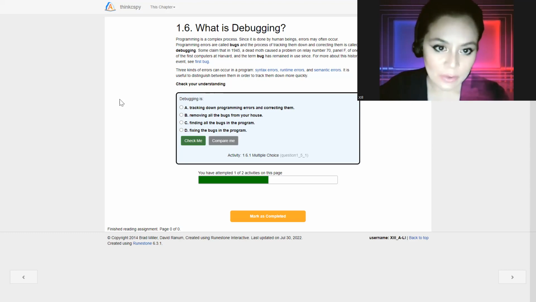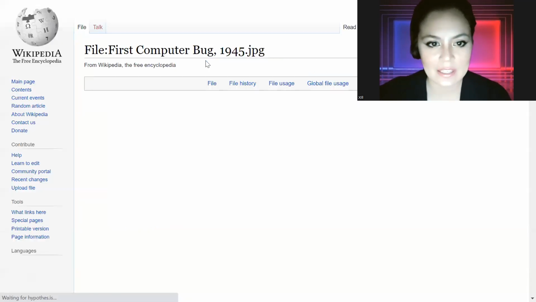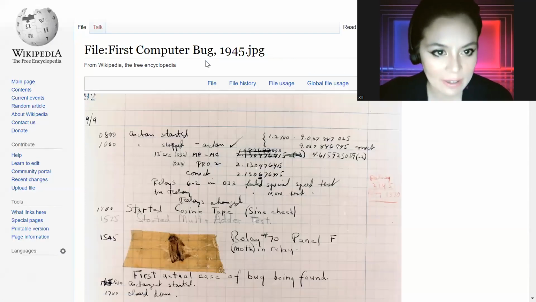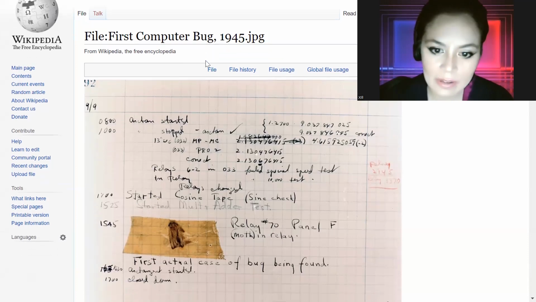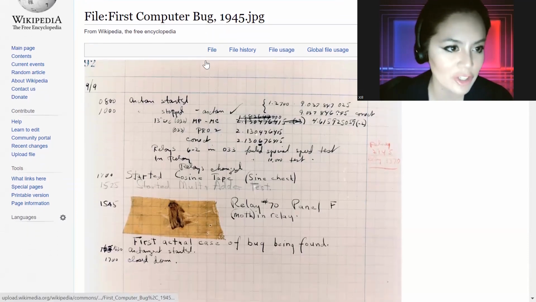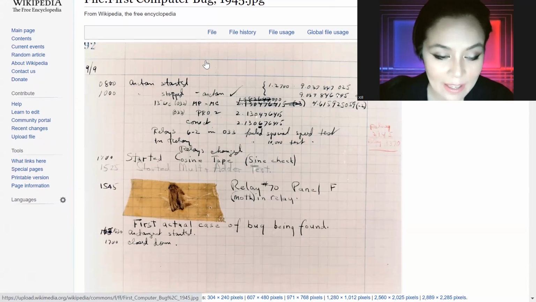For more about this historic event, see first bug. Okay, see first bug. It takes us to a Wikipedia page, and there's the bug.